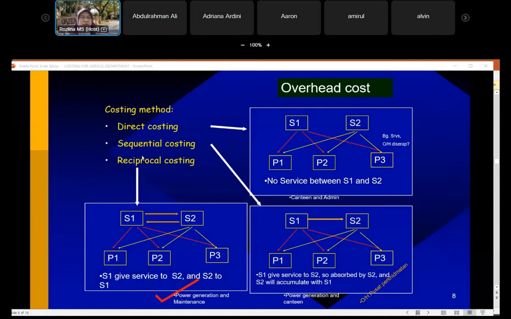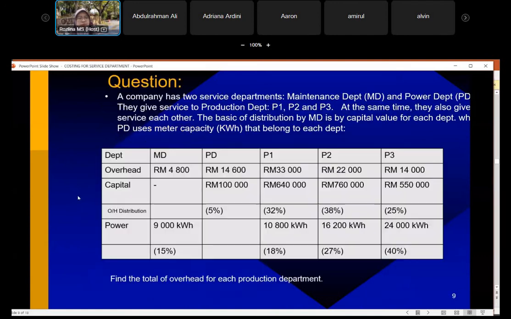Okay, we have these three costing methods: direct costing, sequential costing and reciprocal costing. For our syllabus, we will highlight the reciprocal costing. And if you can understand the reciprocal costing, the others are easy. The first and second are easy. So we highlight this question.